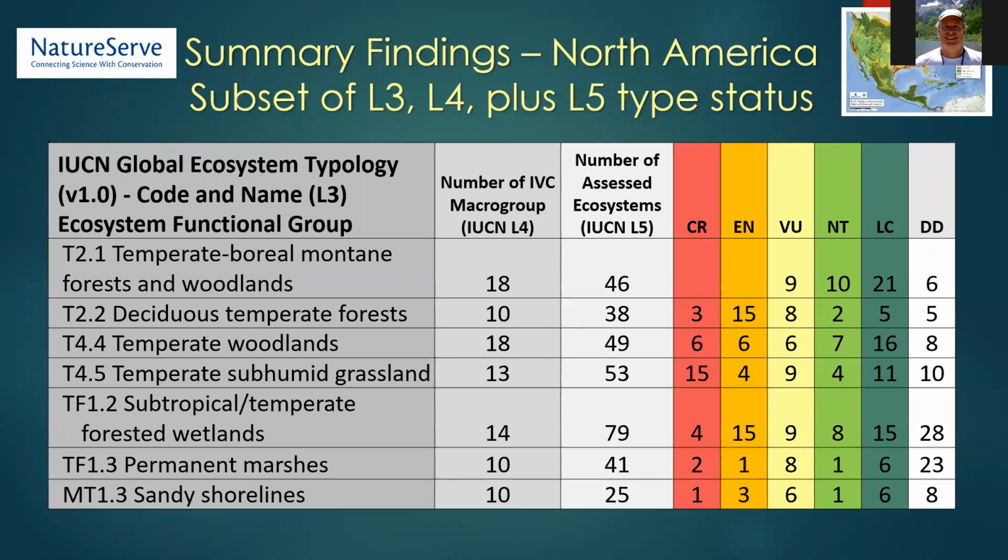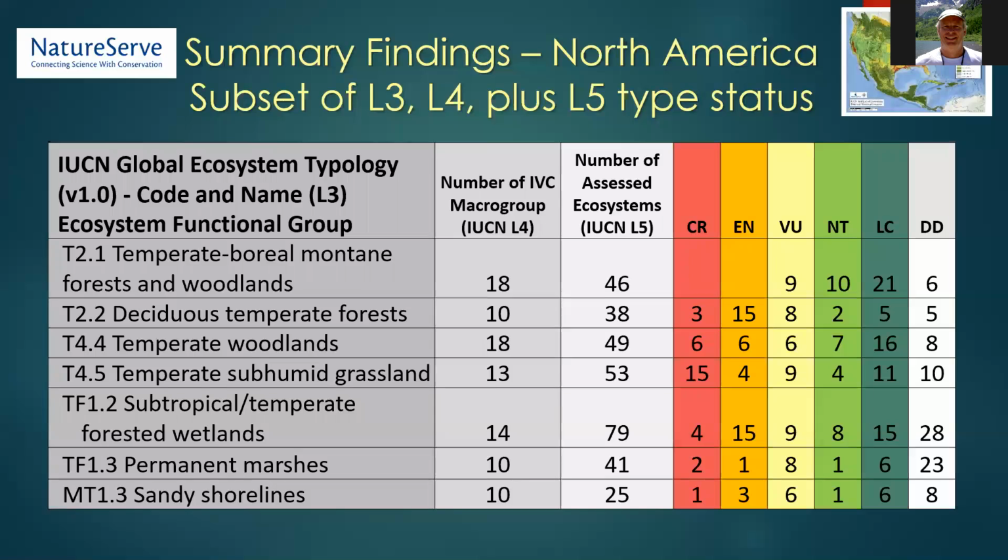Taking a subset of the 640 North American ecosystems assessed, these include about 52% of all types. They were taken from the most diverse ecosystem functional groups, that is L3 of the IUCN framework, and then structured in terms of L4s or macro groups. This provides an indication of the relationship among these classification levels.